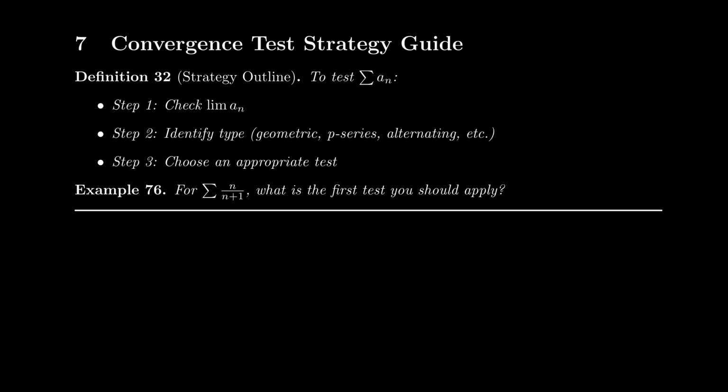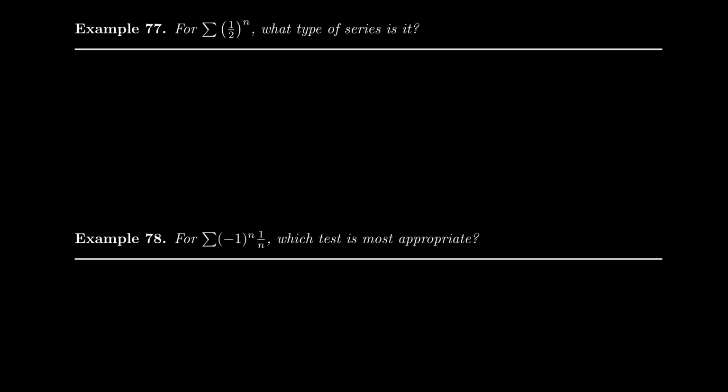So, for this guy here, what's the first test that you would apply? Trick question. The first test should always be the divergence test. And if you do the divergence test on this, you'll get that it's 1. That's not 0, therefore it diverges. This guy here, example 77. For that series, what type of series is it? It's a geometric series because it looks like ar^n. Specifically, the ratio for this one, assuming it starts at 0, is 1/2. It'll be 1/2 if it starts at 1, but a would be 1/2 in that case, and I'll let you convince yourself why that's true.